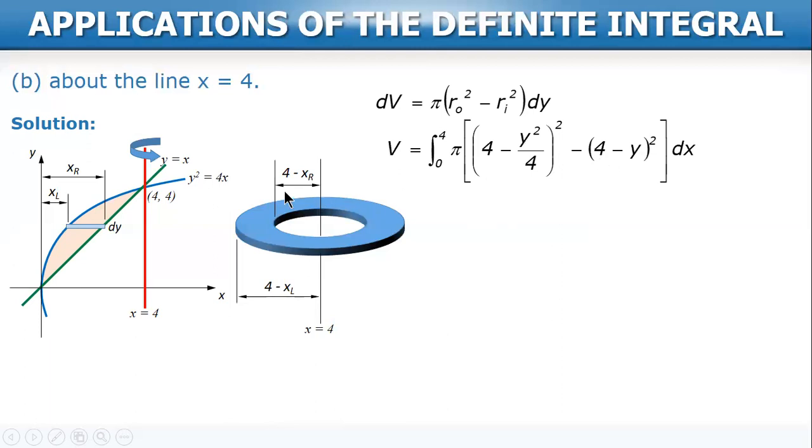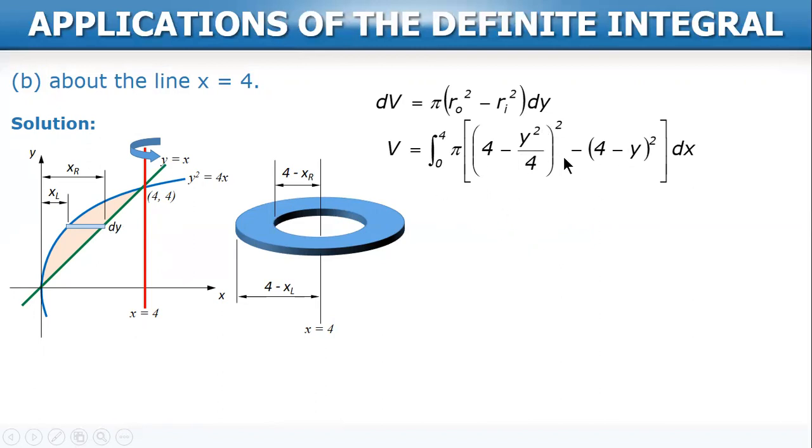Inner radius is 4 minus x_R. Our x_R is this one, the green line, and our x right is simply y. And so we have 4 minus y.